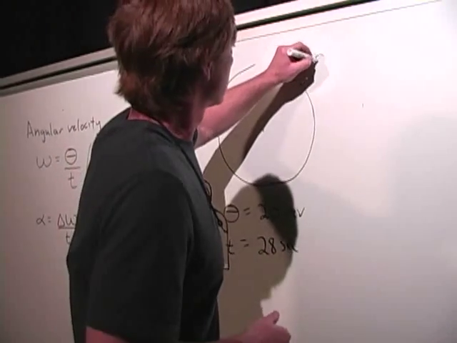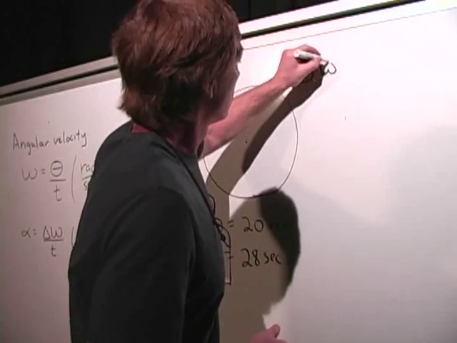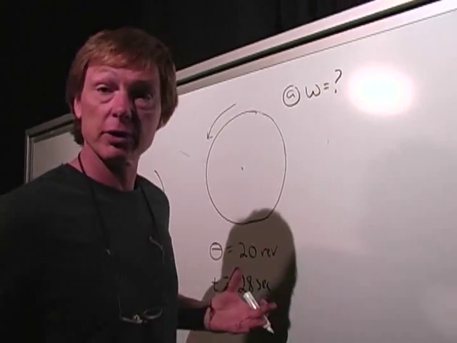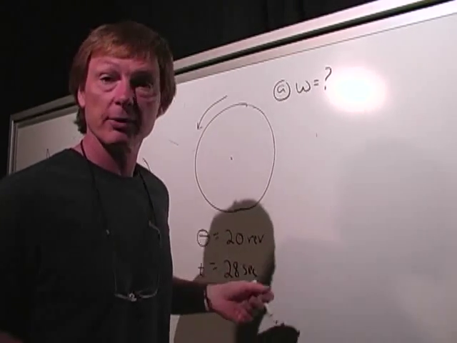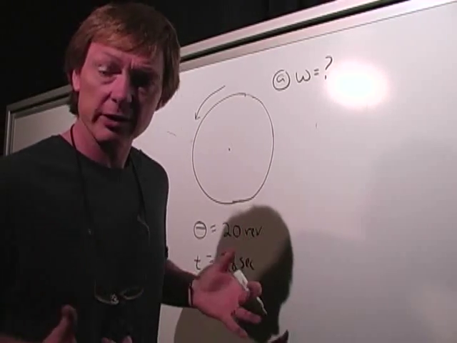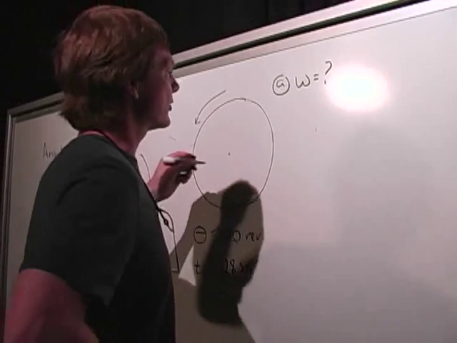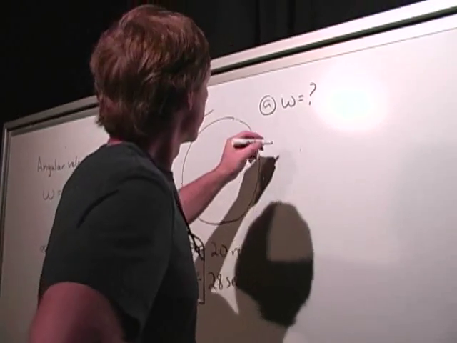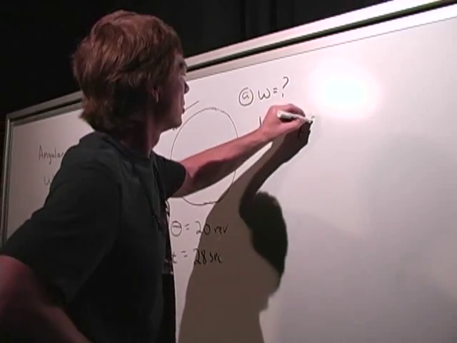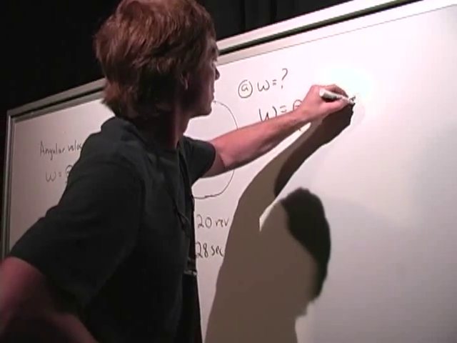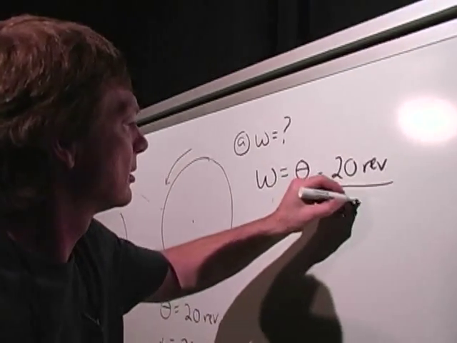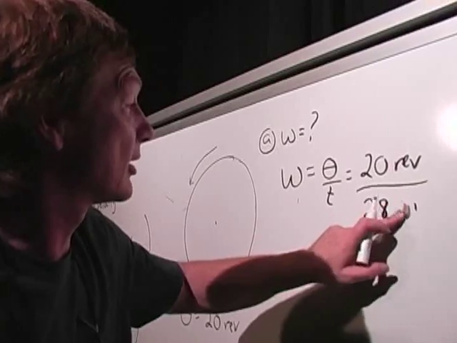I want to know A. What's the angular velocity? And what I'll do is I'll just solve it in the units that I have. Then I'll convert it to radians per second, and then we'll convert it to revolutions per minute, just so we've seen all the different units. So let's see, angular velocity is the angle over time, which is 20 revolutions over 28 seconds.